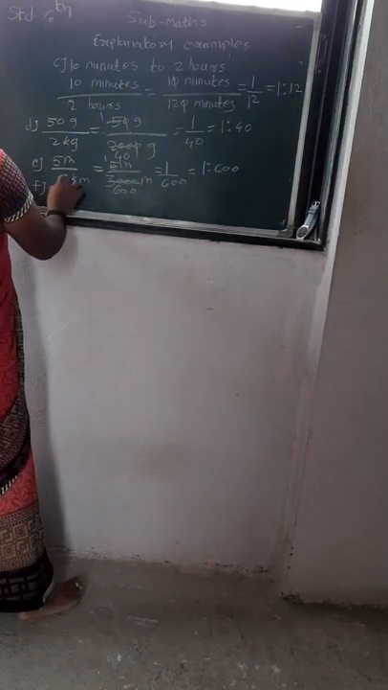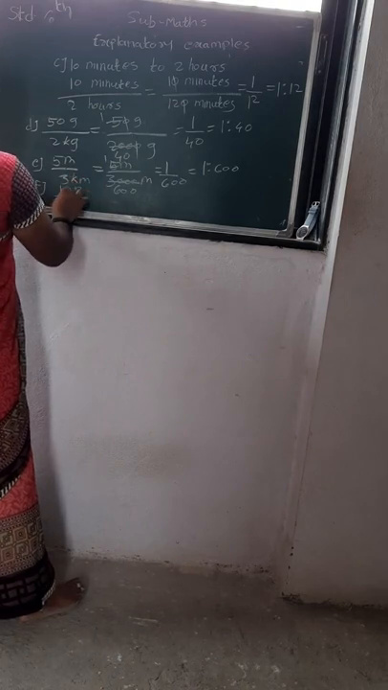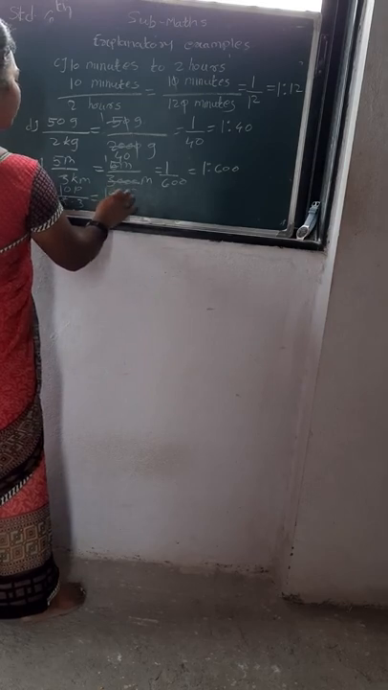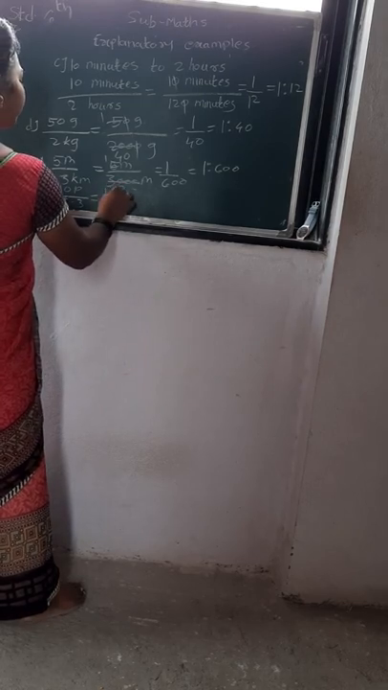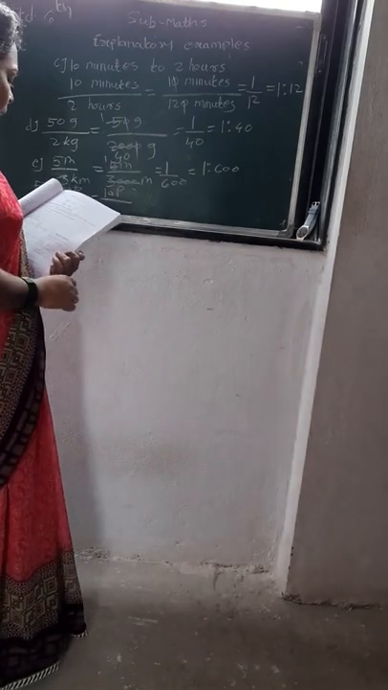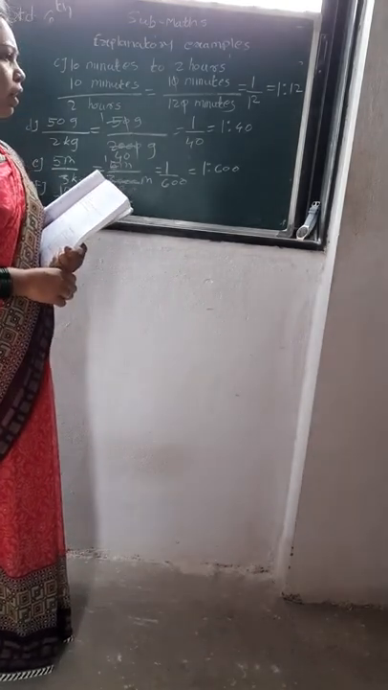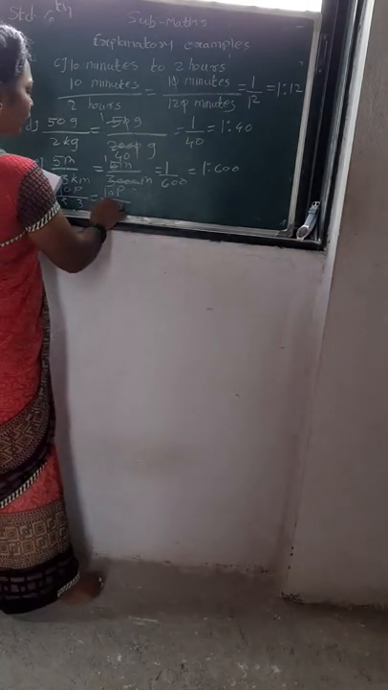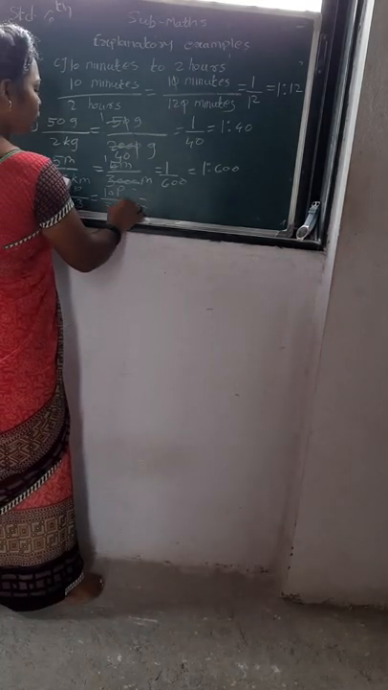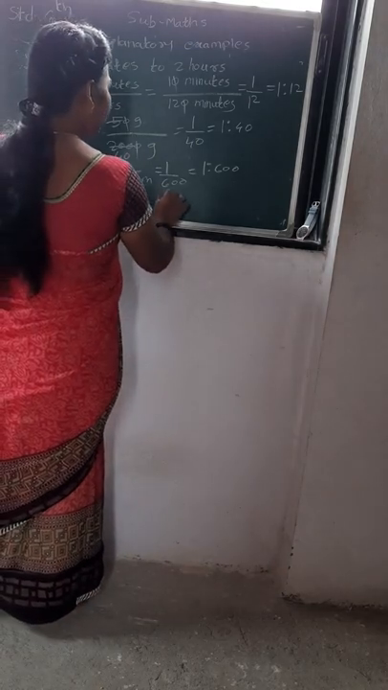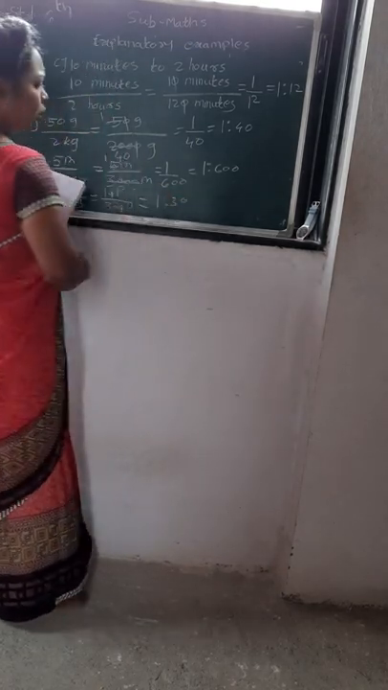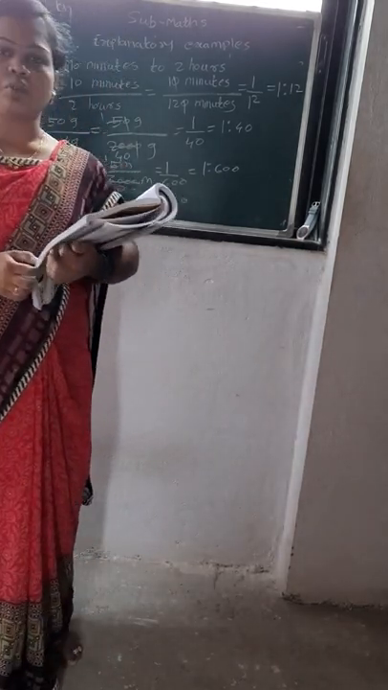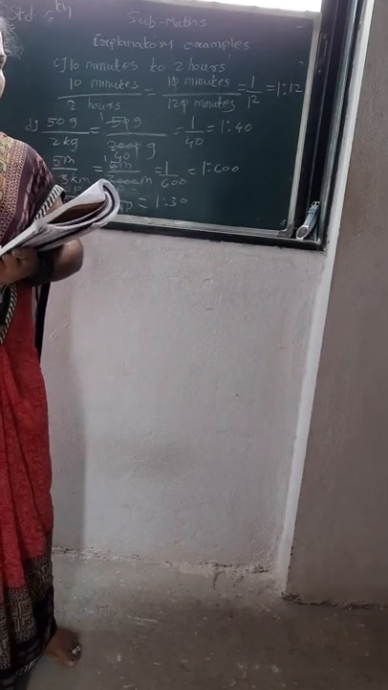And last one is 10 paise divided by rupees 3. We convert them into paise. 10 paise stays as it is. 1 rupee is equal to 100 paise. Then rupees 3 is 300 paise. 0 0 gets cancelled. 1 to 30 is the given ratio. These are explanatory examples for ratio.